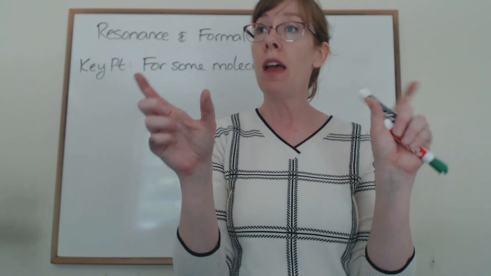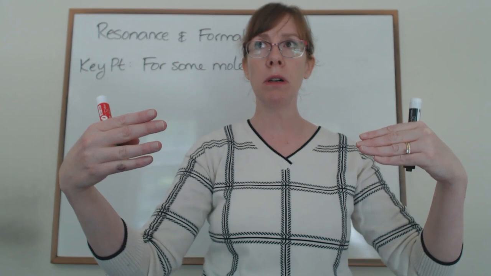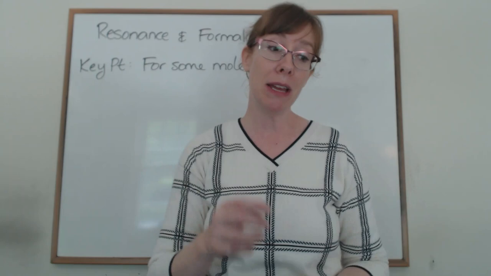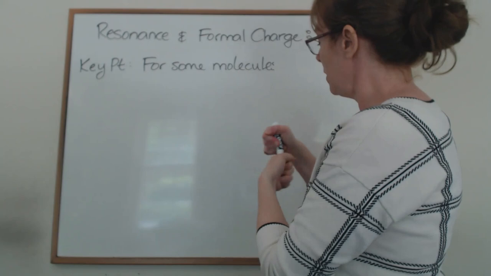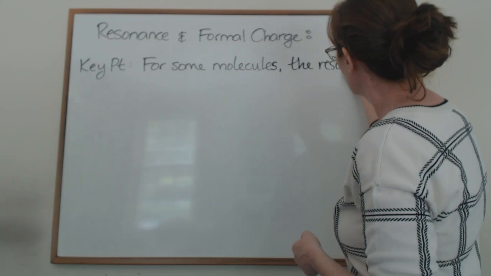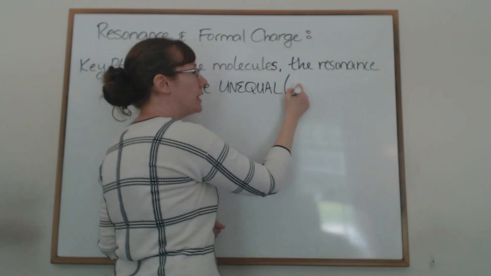So what that means is that the hybrid is like a 50-50 mix between the two. They both contribute equally. If you were to think of a weighted average, they both carry equal weight to what the real molecule is. And that's why the molecule ends up being symmetrical. However, this is really the last point here: for some molecules, the resonance structures are unequal. And when I say unequal, I essentially mean they're not just mirror images.